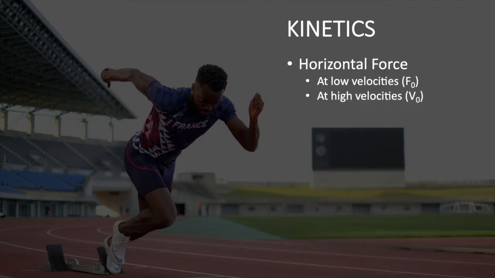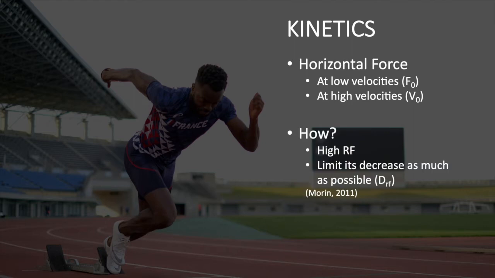You need to produce horizontal force at low velocities in the beginning of the run, so this is F0, and you need to produce horizontal force at high velocities, which is, let's say, over 8 meters per second, and this is V0. How can you do this? By producing a high ratio of force in the early stages of the run and then limiting its decrease as much as possible.